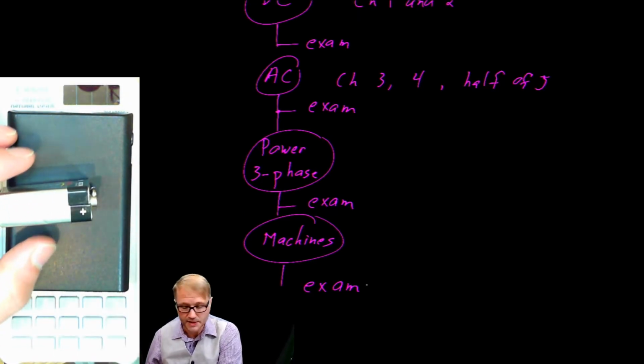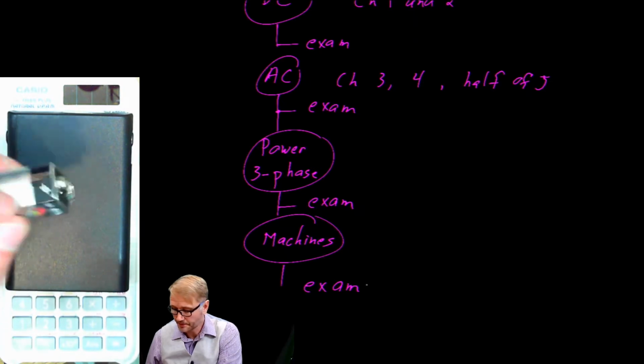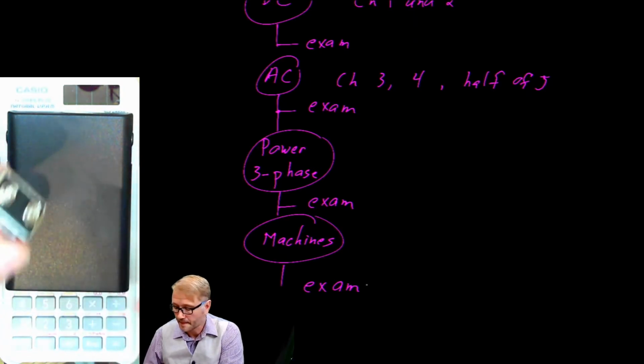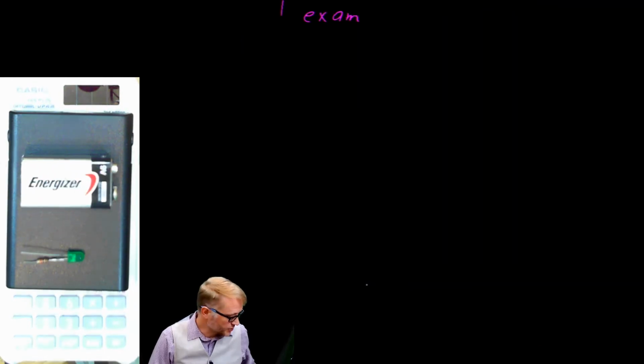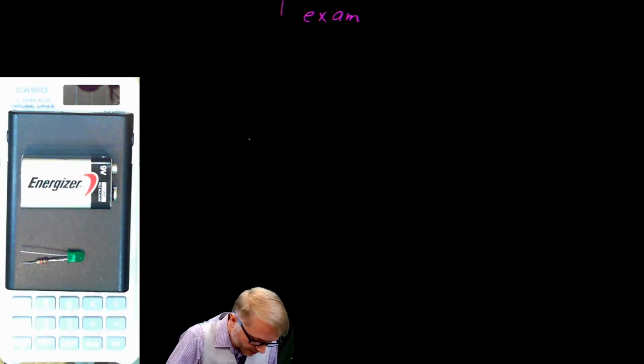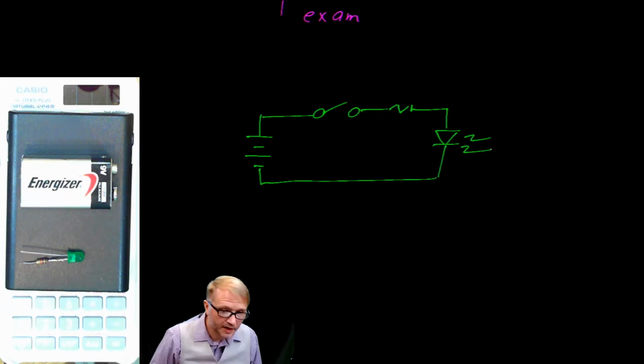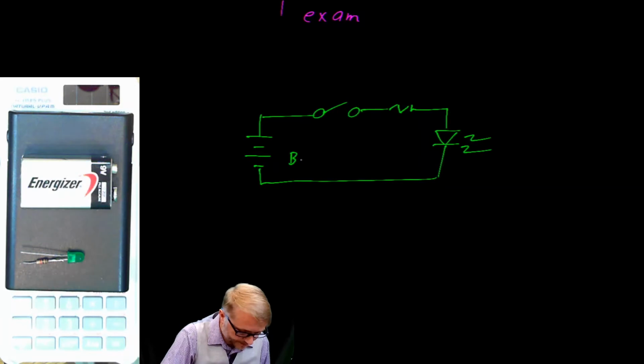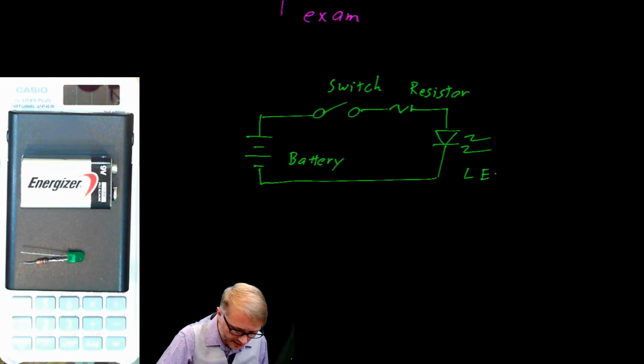And perhaps you already knew that, because a battery has terminals. We have a positive terminal and we have a negative terminal. If we were to draw that as a schematic, we would say we have the battery, we have a switch, a resistor, and we have the LED, all forming a circuit. So we have the battery, the switch, a resistor, and the light emitting diode.